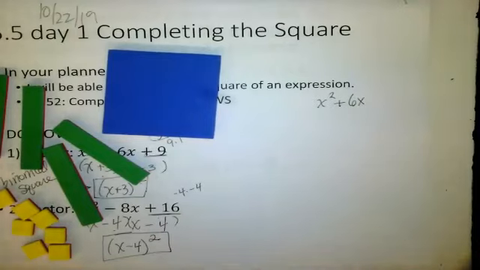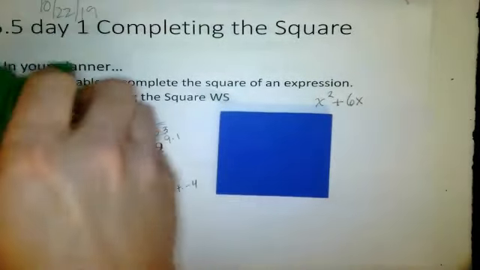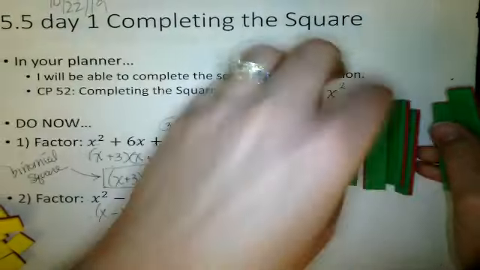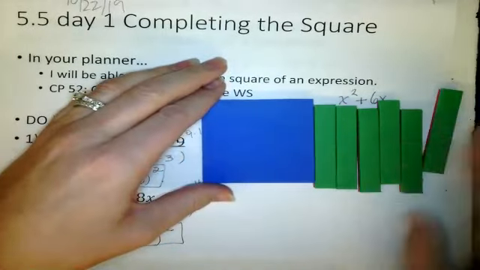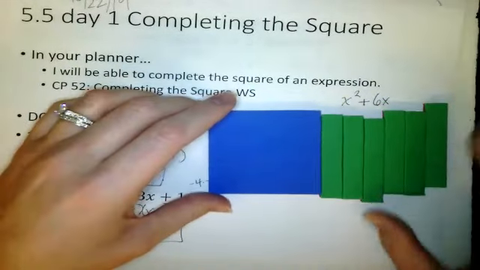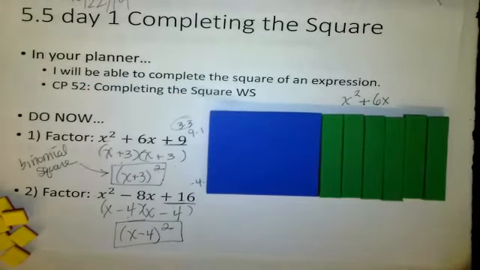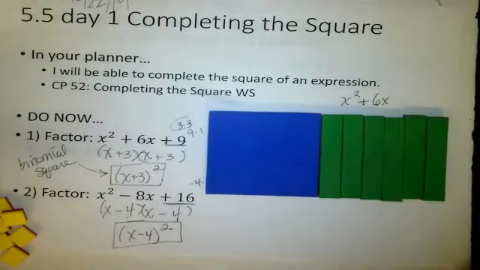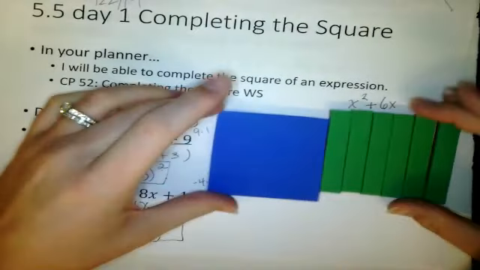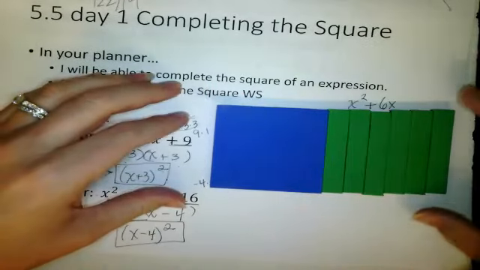And I can represent that using my algebra tiles. There's 1x squared. And here are my 6 x's. And so today, what we have to do is take this little information that we're given, this 1x squared plus 6 x's, and I literally have to complete the square. What that means is I have to take what I've been given and rearrange it to form a square. So right now I've formed a big long rectangle, so that's no good.